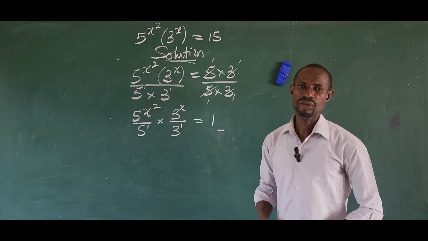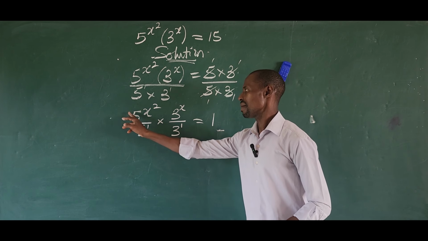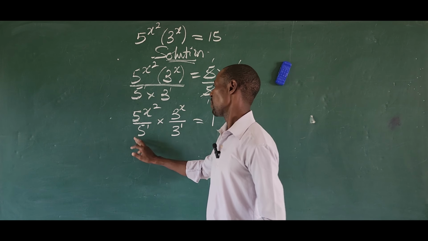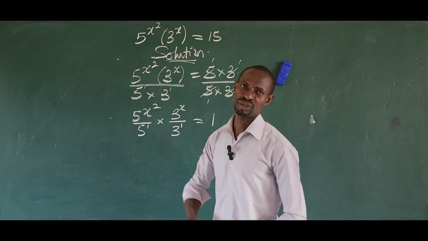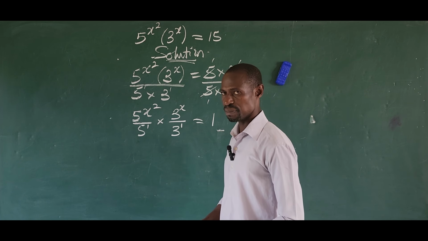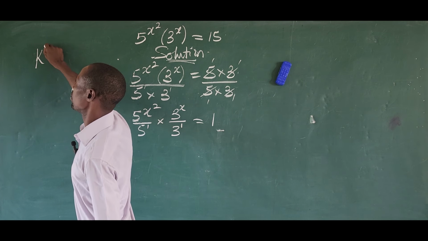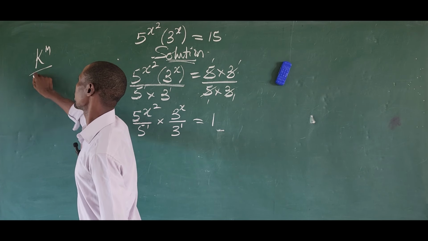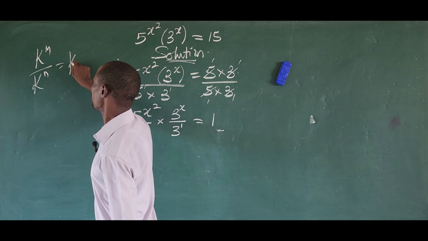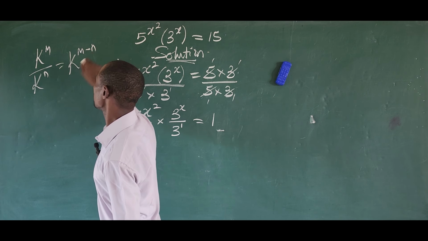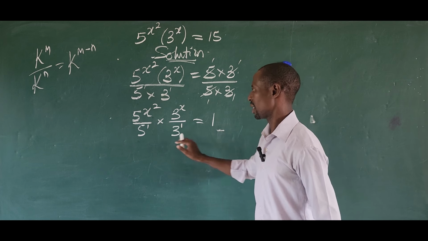Good. So we're going to apply a simple law of indices, which says that when you have the same base number in an expression and you have a division sign between them, then you can subtract the powers or the exponents. There's the law. It says that if you have k to the power of m all over k to the power of n, this is equal to k to the power of m minus n. So we're going to apply this simple rule to this and also this.